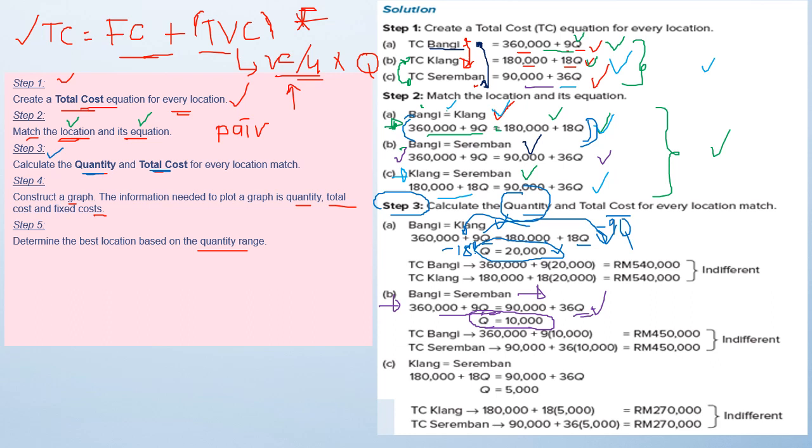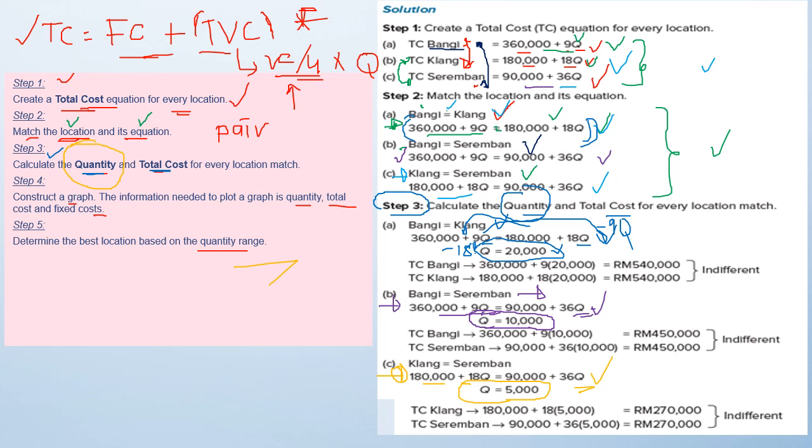And the third one is Kelang and Seremban. So this is the third one. Okay, that comes from our second step. We match Kelang and Seremban. We also match the equation. The equation match was 180,000 plus 18Q equals to 90,000 plus 36Q. And now we solve the Q. For the third match, Q is equal to 5,000. So now we have calculated the quantity for step number 3.